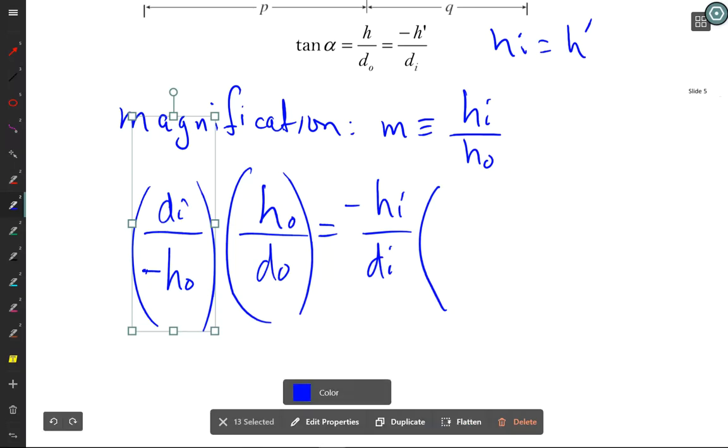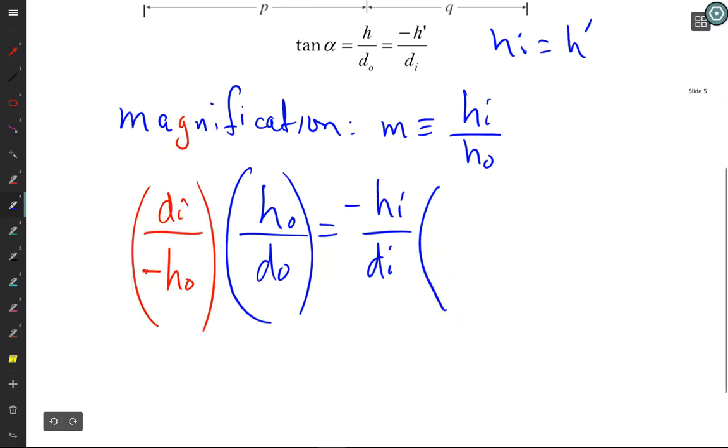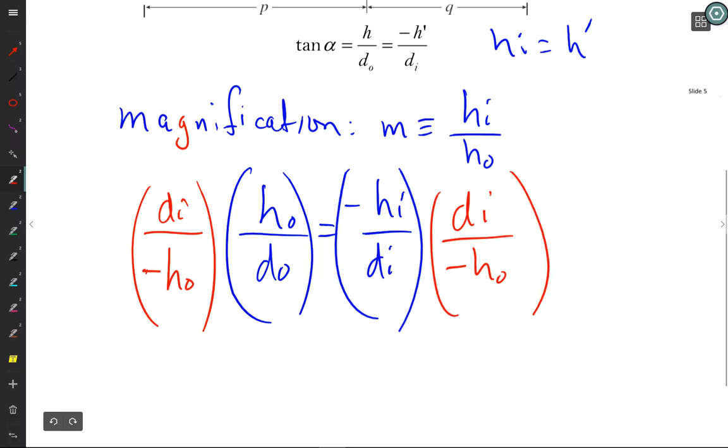Hide, edit, color, red. That's not red still. I'll do that while I'm at it. So I put in red the same thing on both sides, so it's legal. And then my height objects cancel, and my distance images cancel. And I have height image over height object equals minus distance image over distance object.